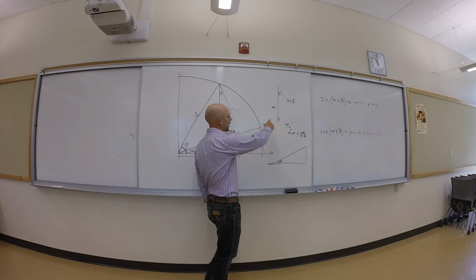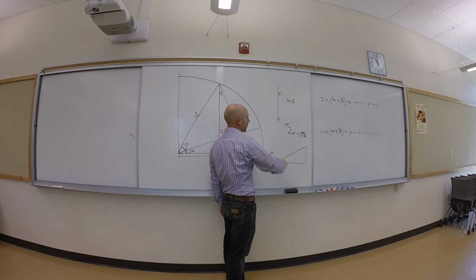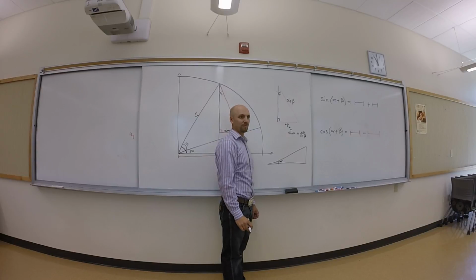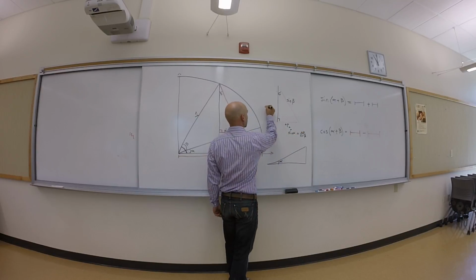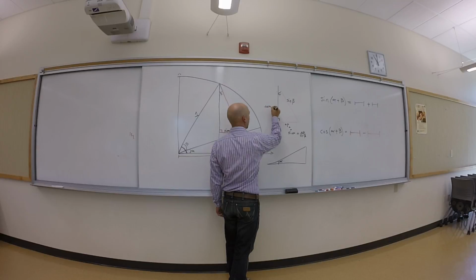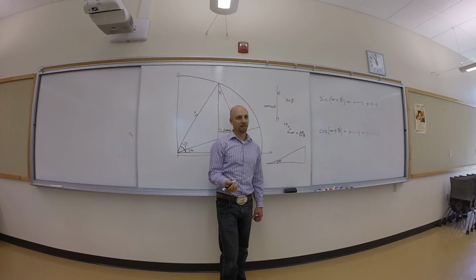How about the adjacent side there? The same process will give me a label for that one. Cosine alpha, sine beta. Why?